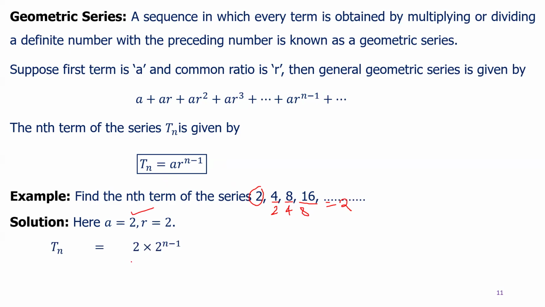Therefore, Tn is equal to 2, the value of A, times R, which is 2, to the power n minus 1. If we use that, 2 to the power 1 and 2 to the power n minus 1, so 2 to the power 1 plus n minus 1. This minus 1 and plus 1 will cancel, and we have 2 to the power n. This is the nth term of the given geometric series.